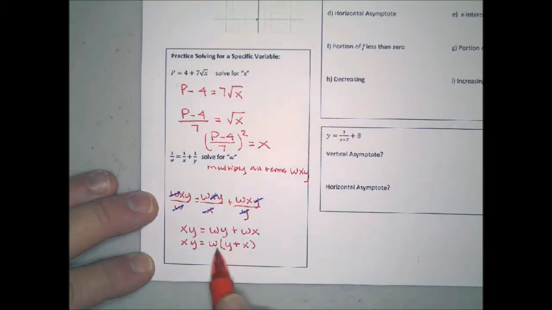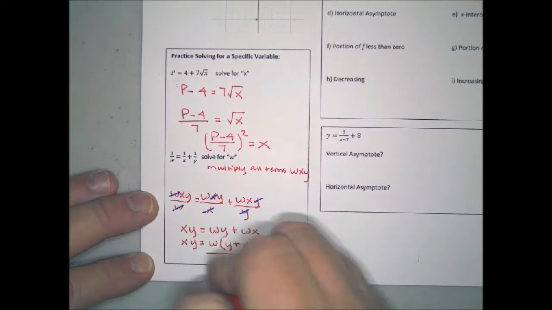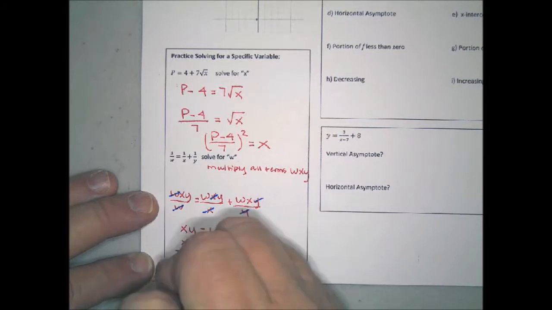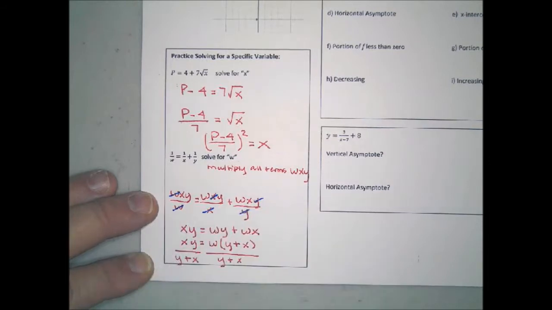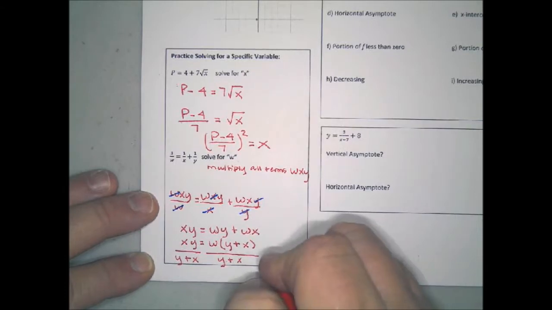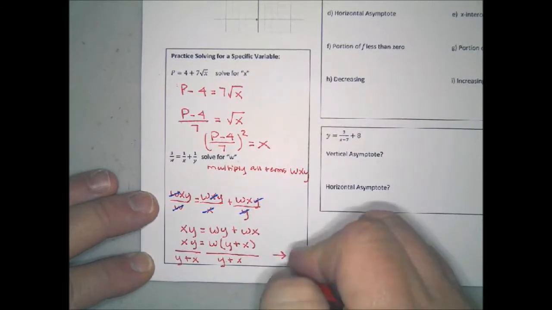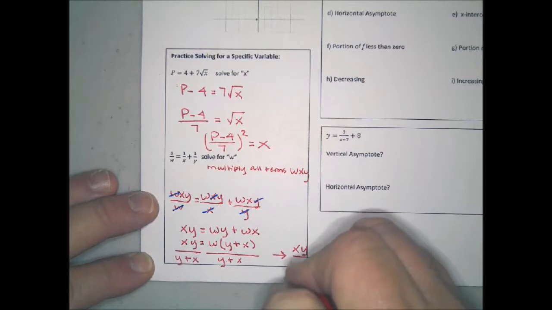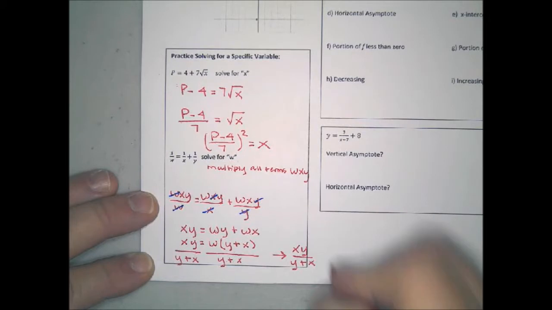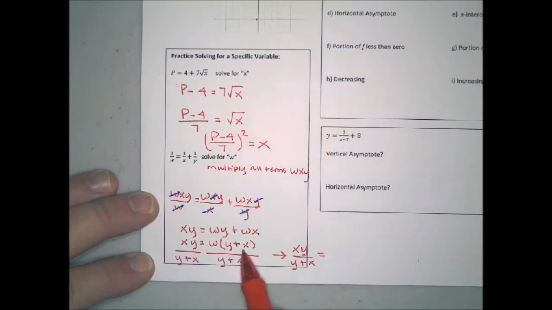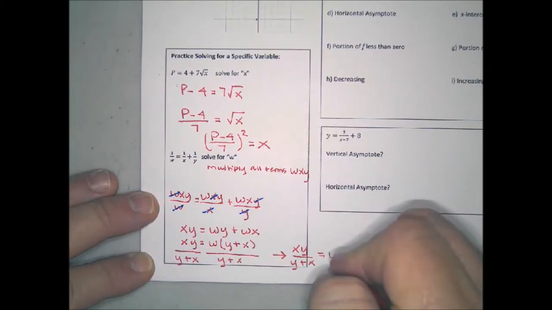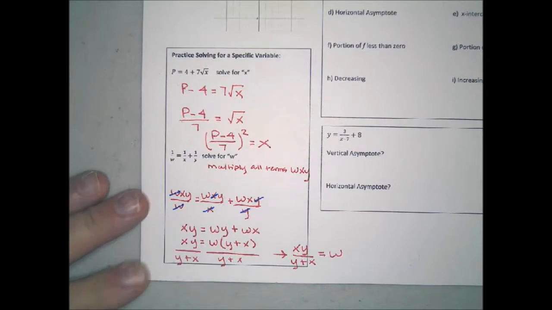And now it's really easy to isolate the w because all I do is divide both sides by the y plus x. And I'm left with an answer of xy over y plus x equals, over here on the right hand side, the y plus x is going to reduce itself to 1, and I get w, and I have exactly what I want. I have the equation solved for w.